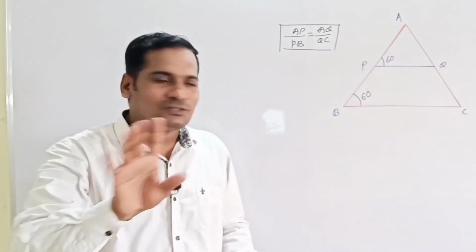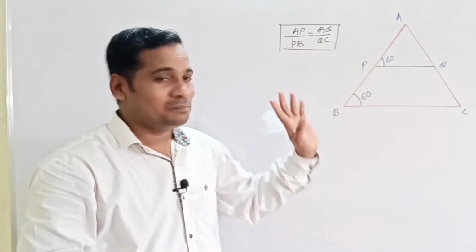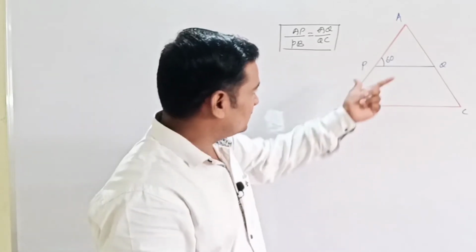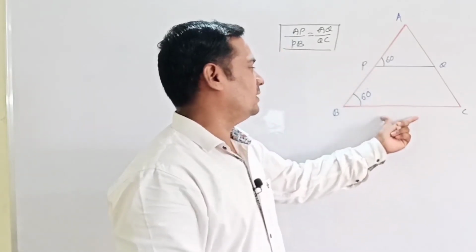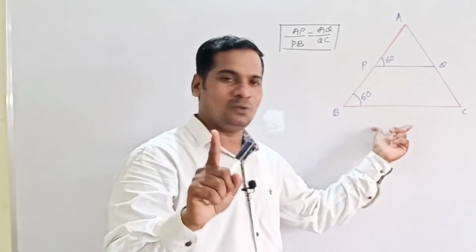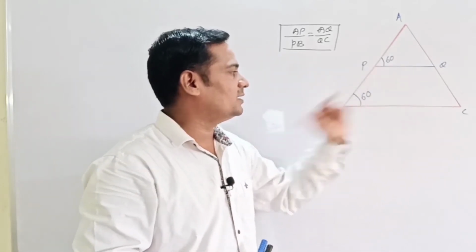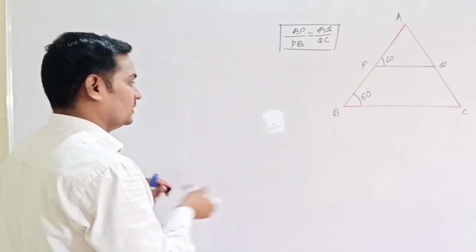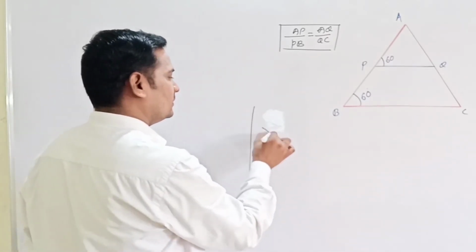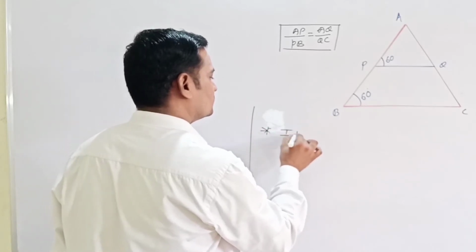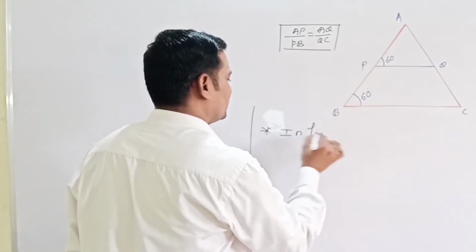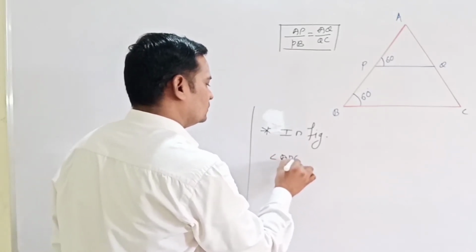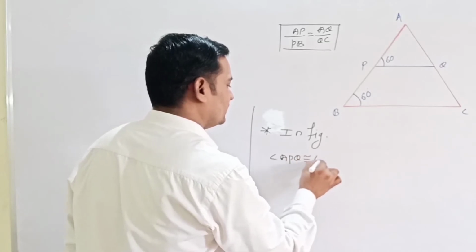That means we can show these two ratios equal by using basic proportionality theorem. Now for that purpose, this line PQ should be parallel to BC. That means we have to show first of all that PQ is parallel to BC. Now how to show that PQ is parallel to BC? So in the figure, what is there in the figure? Look at this. Angle APQ is congruent to angle ABC.